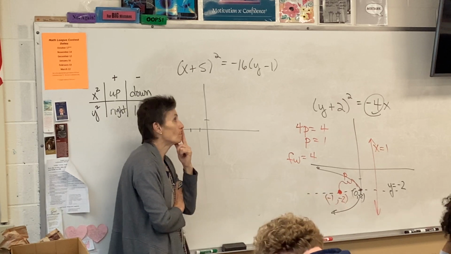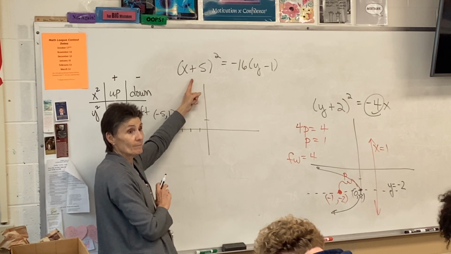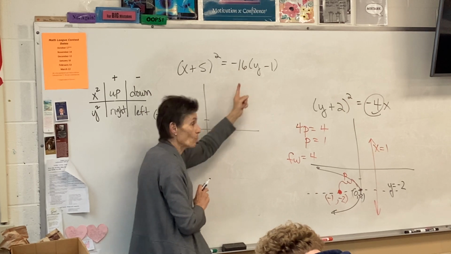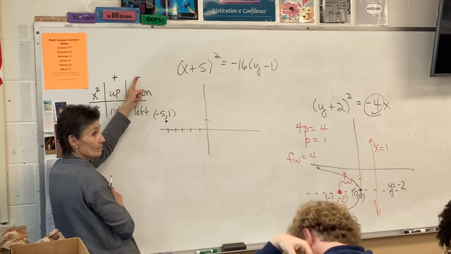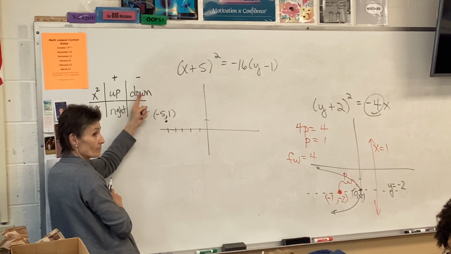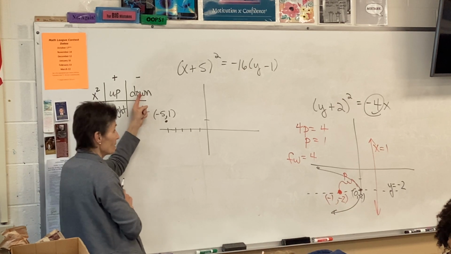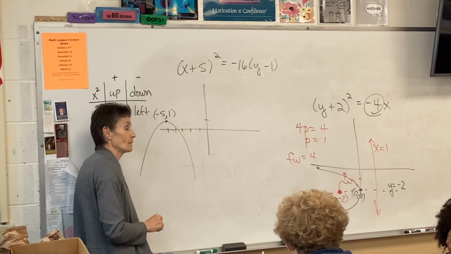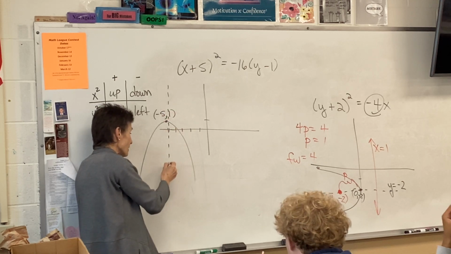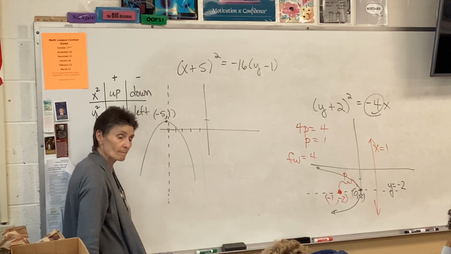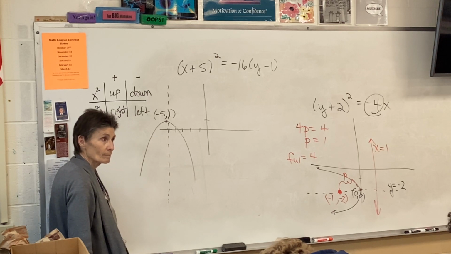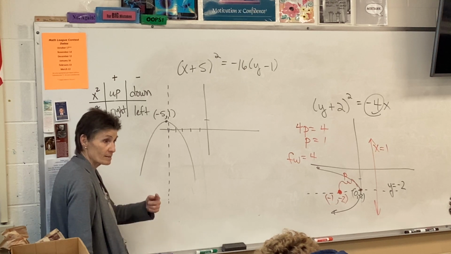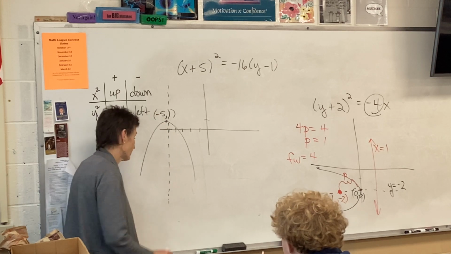All right, big decision. Which way do I open? Down. It's x squared, negative. X squared, negative, is down. So this guy opens down. This is your axis of symmetry. Tell me what that is. It's an equation. X equals -5.